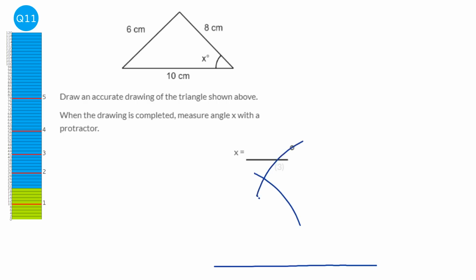And it should be like that. And you can see where the two arcs overlap, which is here. And we can join these up with straight lines.